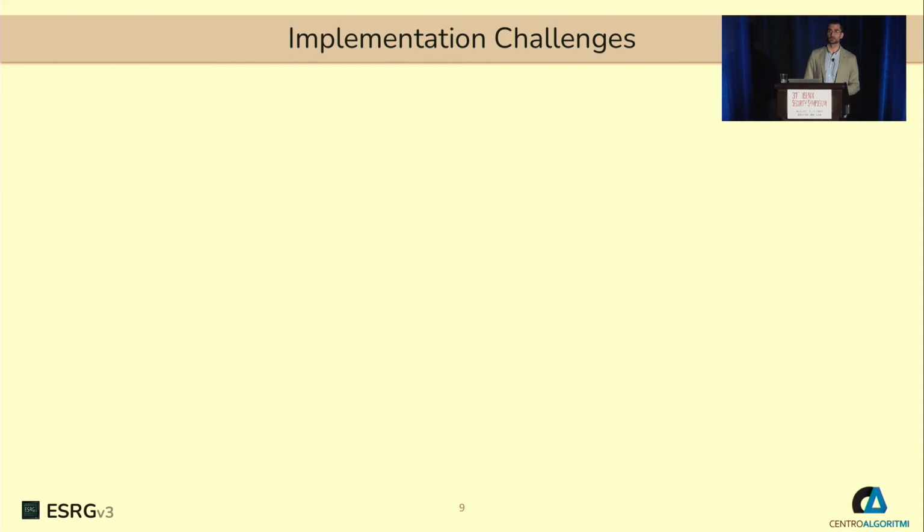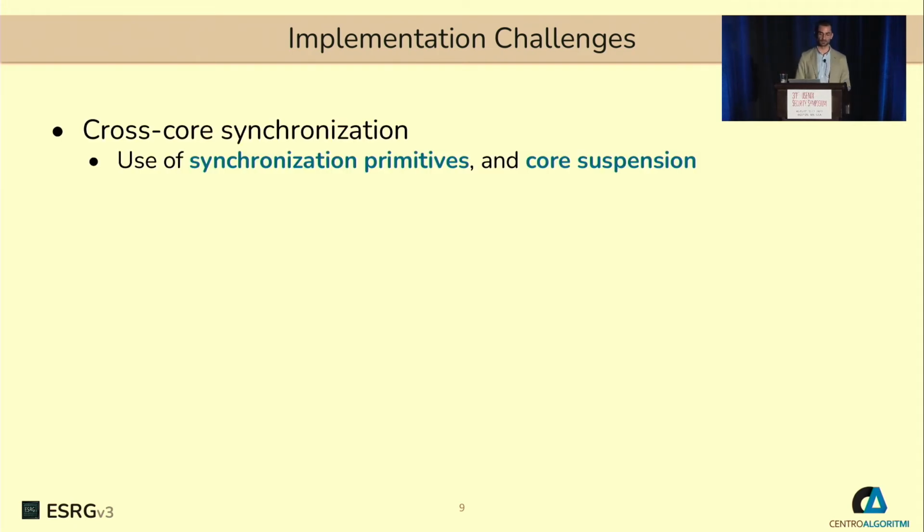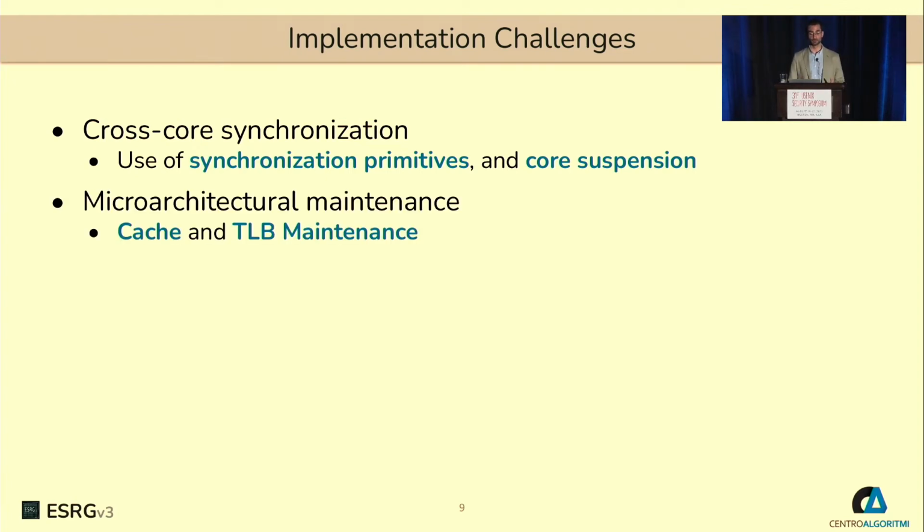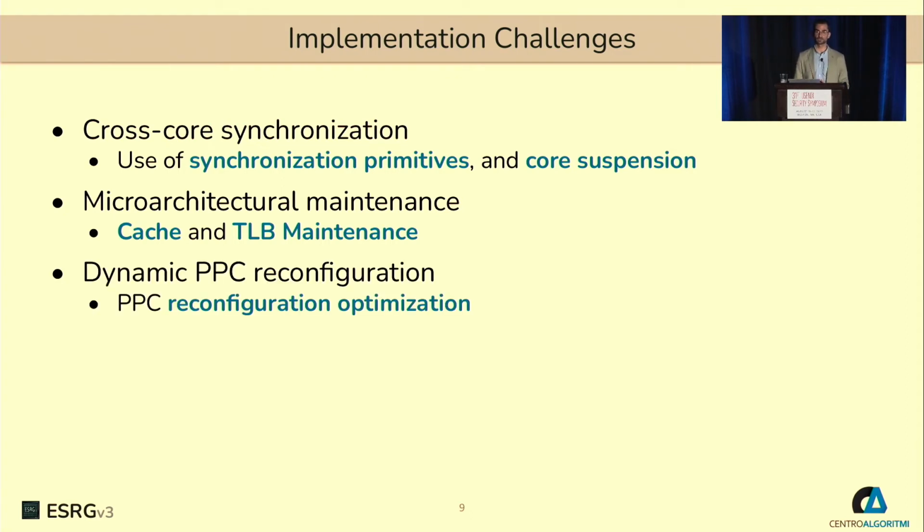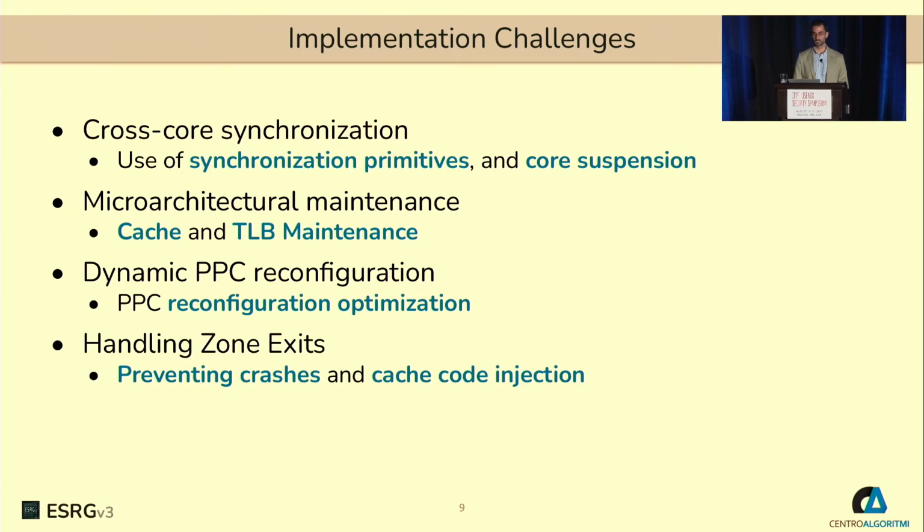Implementation of ReZone is quite nuanced, and without going over details, these are the main implementation challenges. Cross-core synchronization, where we use synchronization primitives and suspend all cores in a cluster except the one executing a zone. We must perform microarchitectural maintenance, cache and TLB. We optimize the reconfiguration of the PPC, and we handle non-obvious aspects of exiting a zone, preventing crashes and potentially cache code injection. If you are interested in details, I invite you to take a look at our paper.